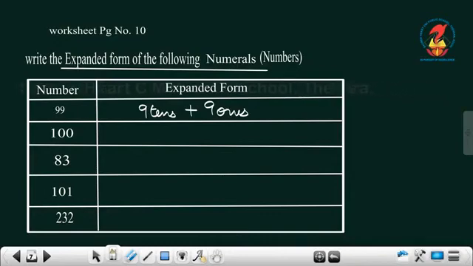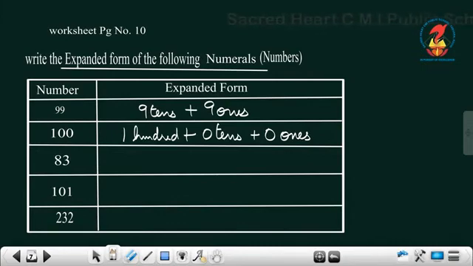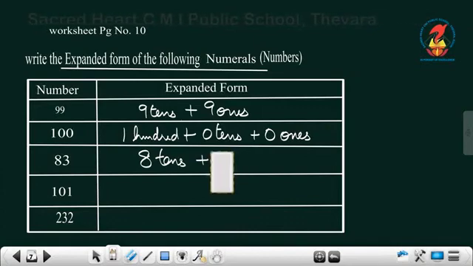Here we have 3 numbers, ones, tens and hundreds. So in hundreds place it's 1. 100 plus 0 tens plus 0 ones. Got it? Next number is 83. How will you write in expanded form? Here we have only a 2-digit number. 3 is in ones place and 8 is in tens place. So you will write 8 tens plus 3 ones.